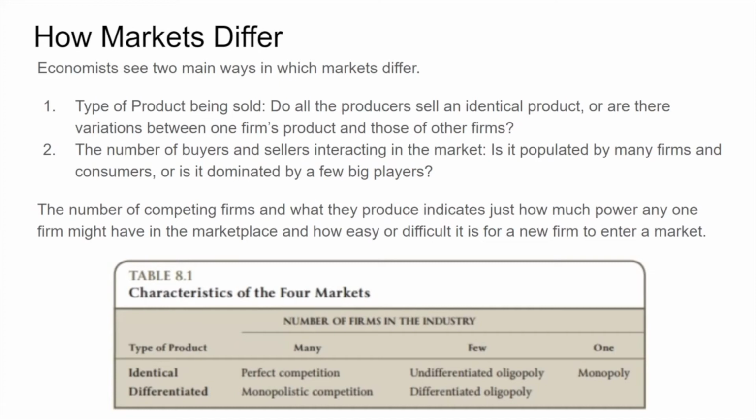If we think about the number of buyers and sellers interacting in the market, that's going to have an impact on the type of market too. Is it populated by many firms and many customers, or is it dominated by a few big players? So we really need to think about that. So the number of competing firms and the way they produce indicates just how much power one firm might have over the entire market, or how easy or how difficult it is to get into that market.